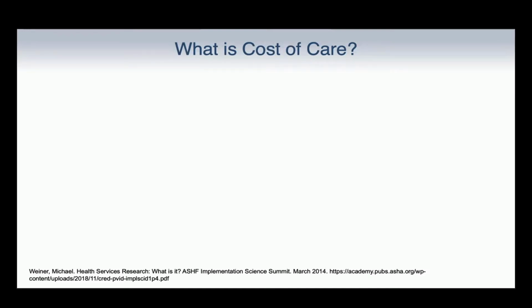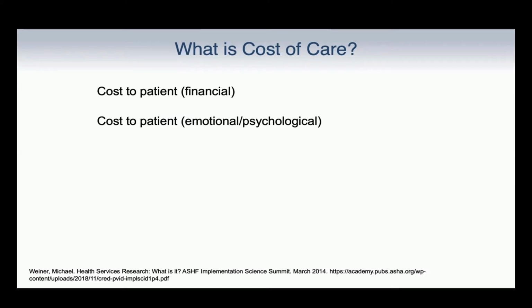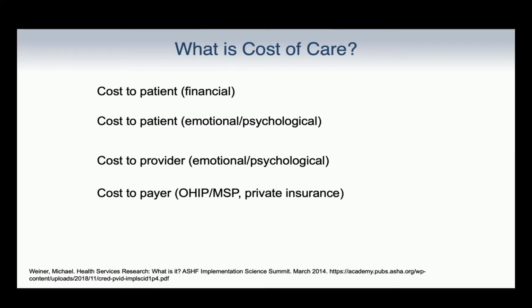When it comes to cost, I guess the biggest point here is that cost to whom? Cost can be cost to the patient from a financial standpoint, lost time from work because of their disease. It could be cost to the patient from an emotional or psychological standpoint with multiple admissions, multiple emergency department visits. It could be cost to the provider for the same, burnout, for example. Or it could be cost to the payer. So if you were in Ontario, it'd be OHIP. In BC, it would be MSP, or it could be private insurance.